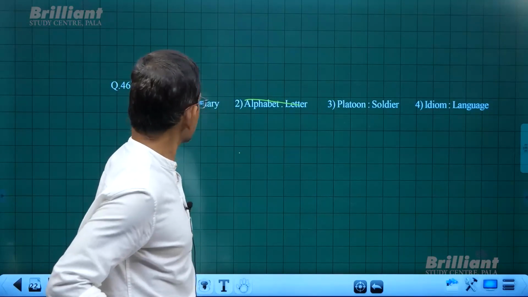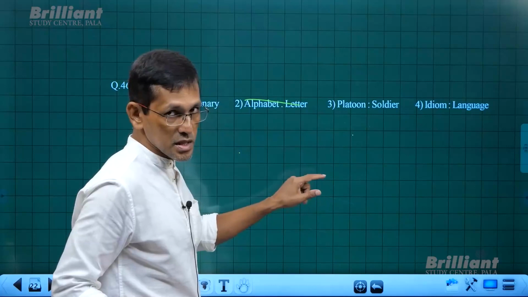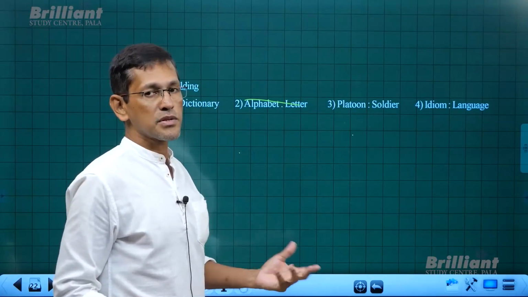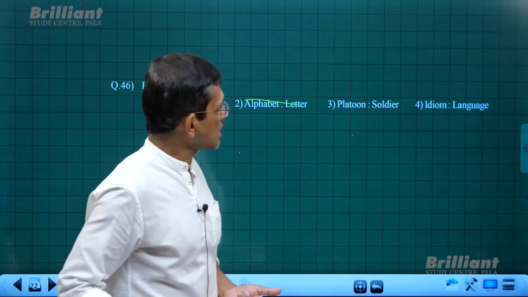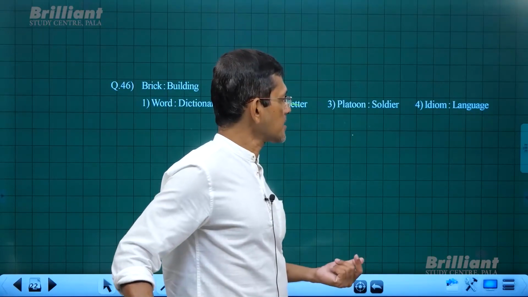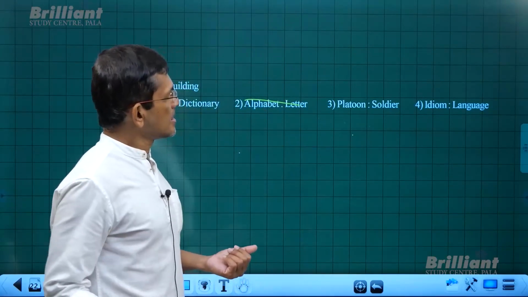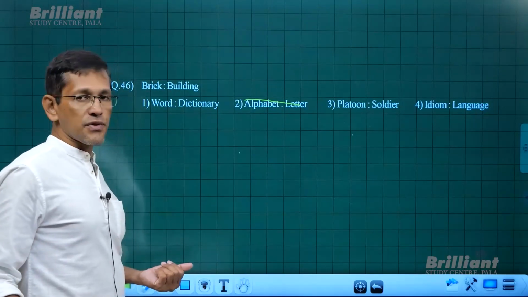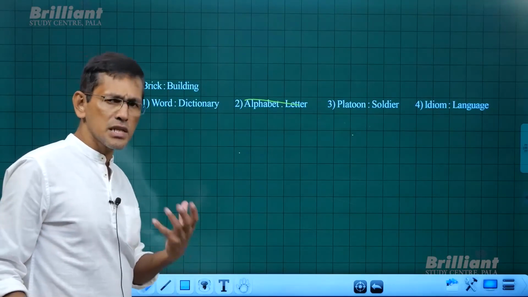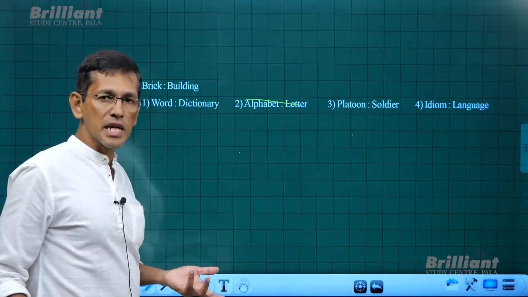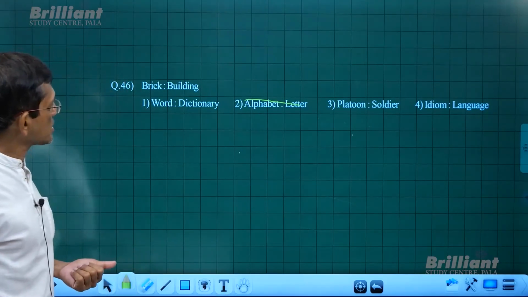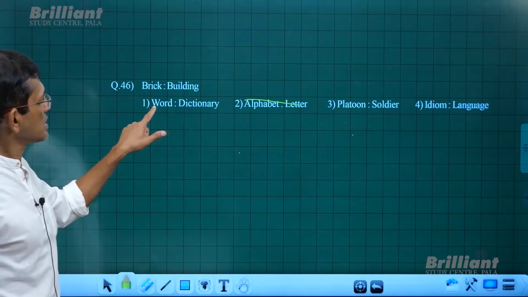Platoon and soldier. So platoon inside the soldier? Actually, the soldier is inside the platoon, or the soldier is a part of the platoon. So the soldier is a subgroup and the platoon is not a subgroup. Then idiom and language. Well, of course, idiom is a part of the language. That's correct. But idiom is not really the building block for the language. It's not the raw material. Language is not made from idioms. Yeah, it's part of the language, but language does not come from idioms. Not necessarily, right? So if that is the case, the best answer you have here is word and dictionary.